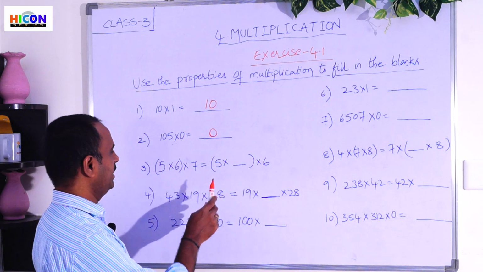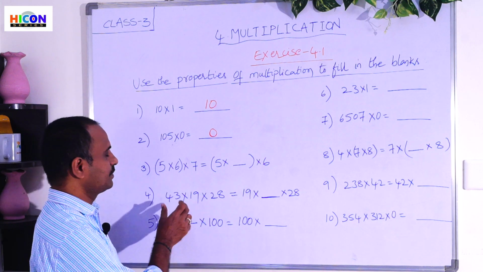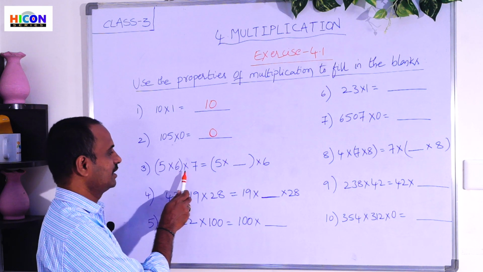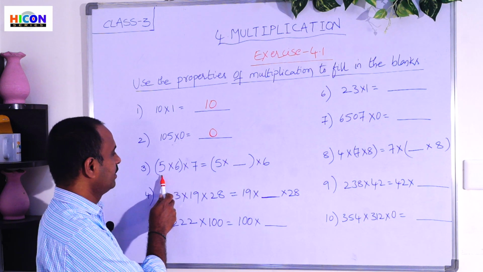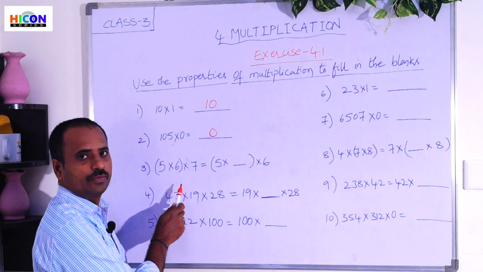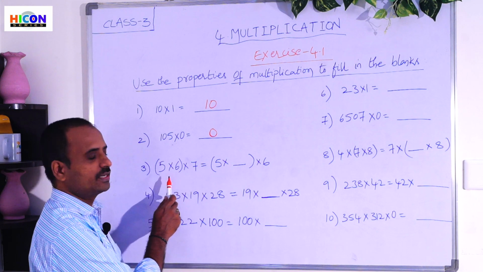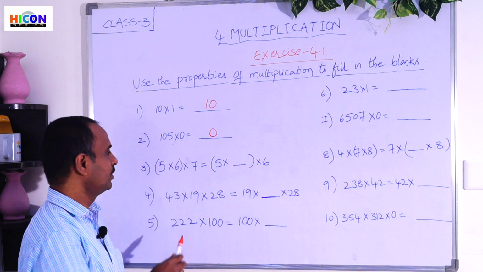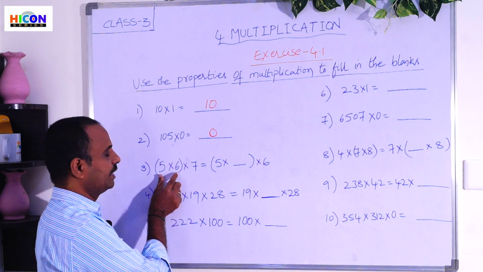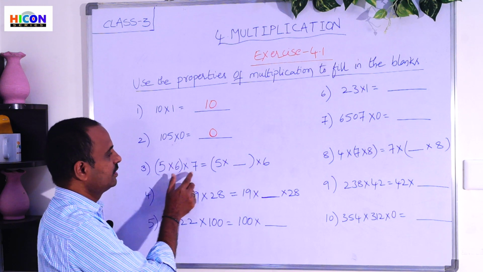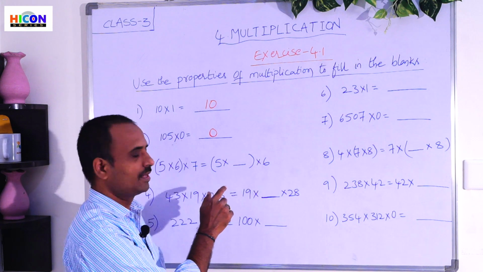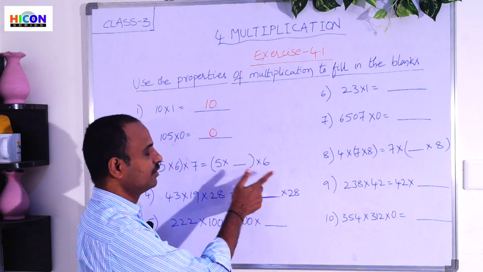Now see the third blank. Children, you are observing three numbers here: 5 into 6 into 7. Here three numbers are multiplied and two numbers are grouped. Among these three numbers, 5 and 6 are grouped. This bracket represents grouping of numbers. Here we see 5 into dash into 6.